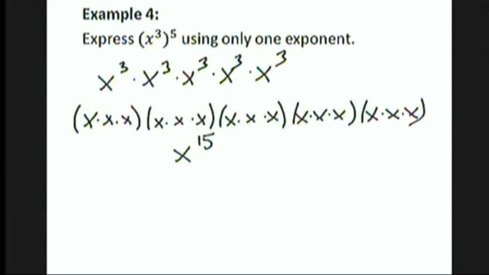That leads to the following rule. When raising an expression to an exponent, then to a second exponent, we can multiply the exponents. So x to the a to the b is equal to x to the a times b.